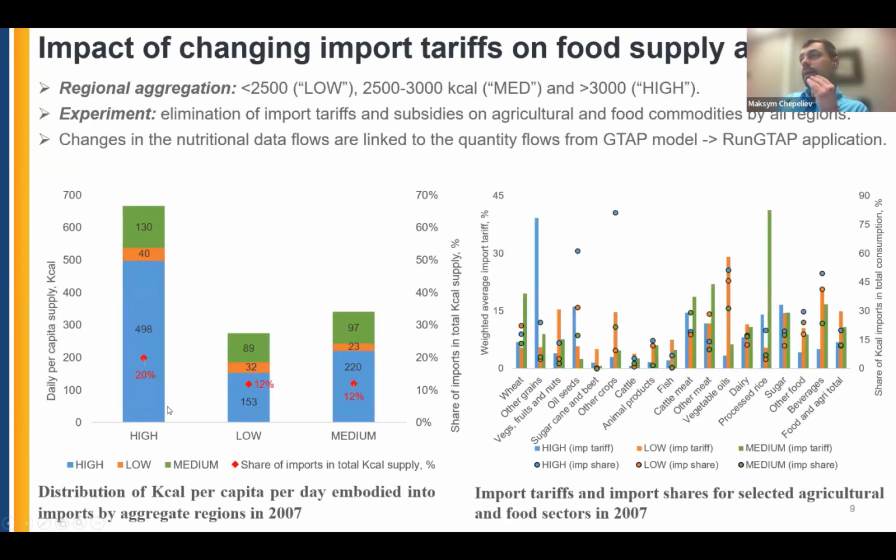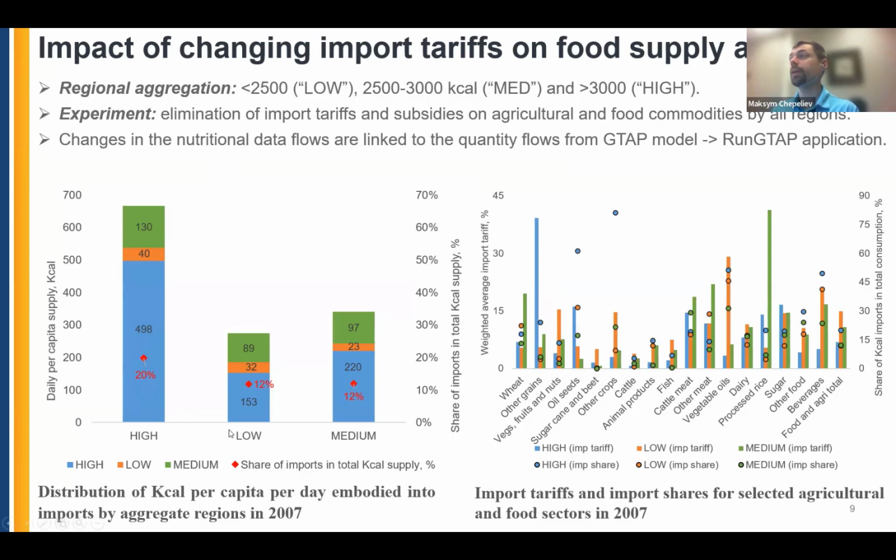So finally, last couple of slides showcasing an application of this database, and this is based on the Run GTAP archive that is available, based on the link that I have shown on the second slide. So what we are looking at here is the impact of eliminating import tariffs, bilateral import tariffs across regions. So we have grouped GTAP regions into three kind of stylized categories.